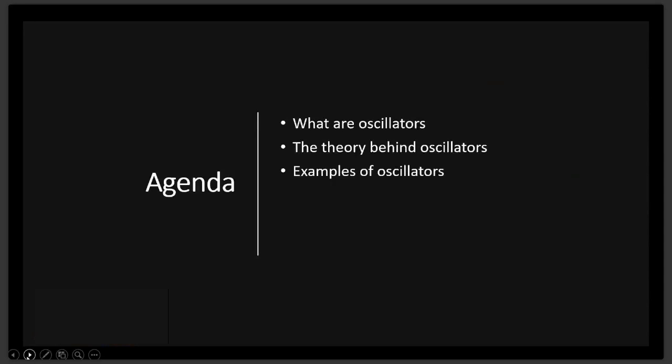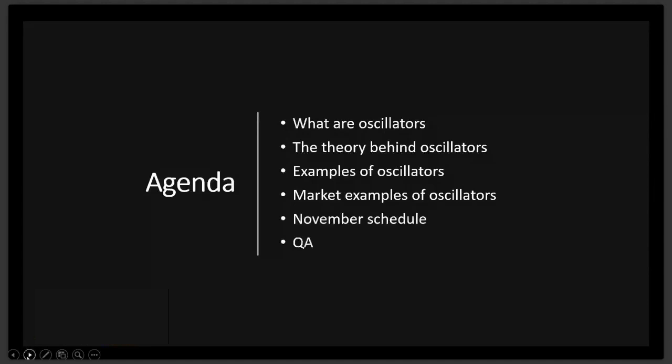Part two will cover a bit more. Then we'll do some market examples of oscillators in a live environment, so we can see on some of the charts how they can and cannot always work, because nothing always works all the time. And of course, then we'll discuss the November schedule and a question and answer session, which will be held at the end.